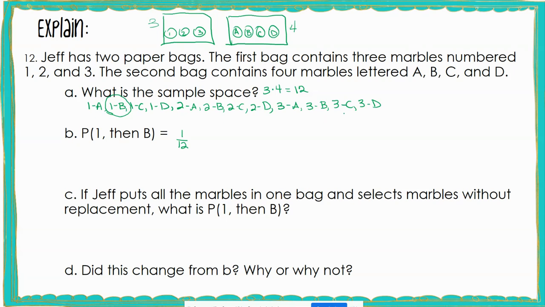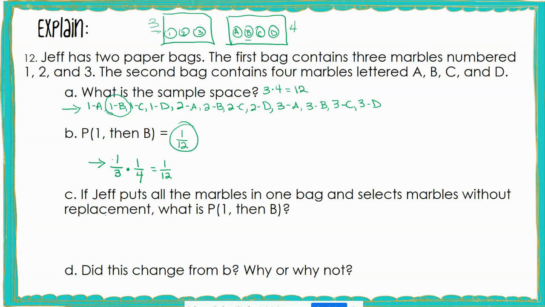If you can't see it in your list, that's okay, because you can also use our rule for compound probability. The probability of choosing 1 from the first bag is that there is 1 out of 3 marbles. And then in the second bag, there's 1 B out of 4 marbles. If I multiply those together, 1 times 1 is 1, and 3 times 4 is 12. So whether you use your list or you just use our rules for finding compound probability, you are still going to get 1/12.